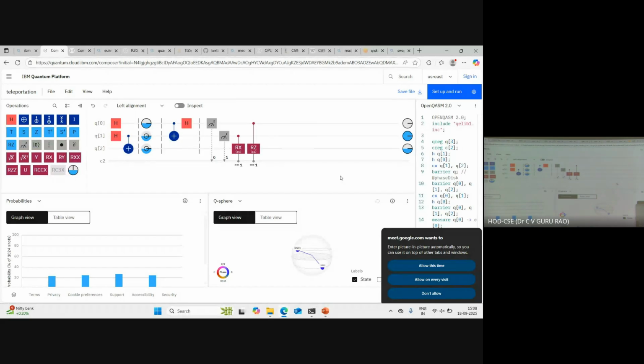So as you can see over here, at the end, this is gray. Now this gray shows that this information is destroyed from here, but it is transferred to here. Okay, so this gray specifies that.